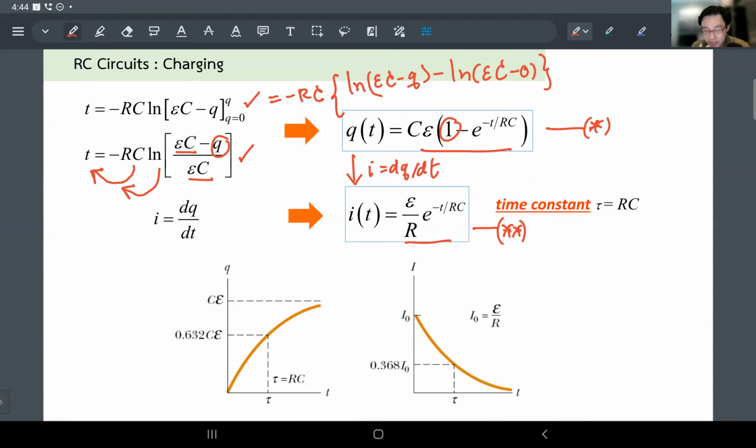And as you can see, it has an exponential built into it. Okay? Now here comes the question.